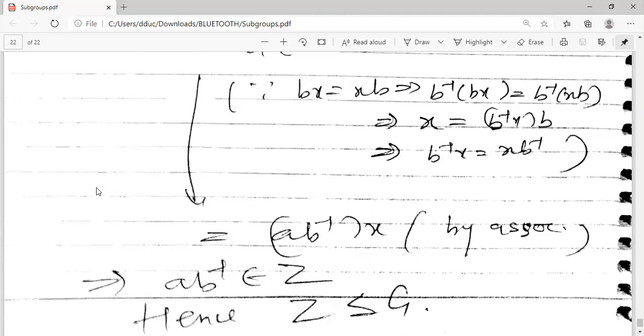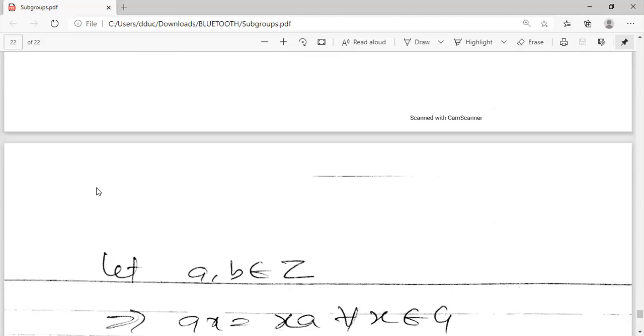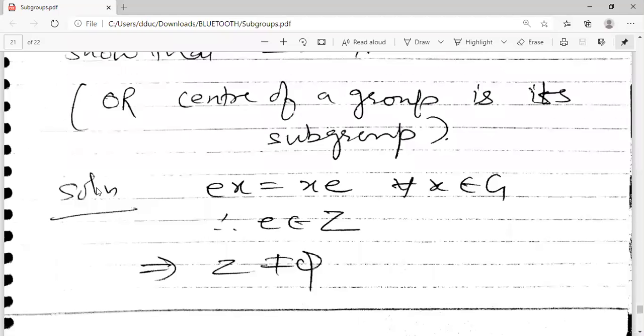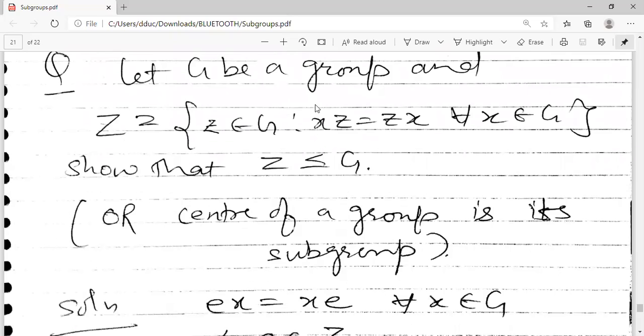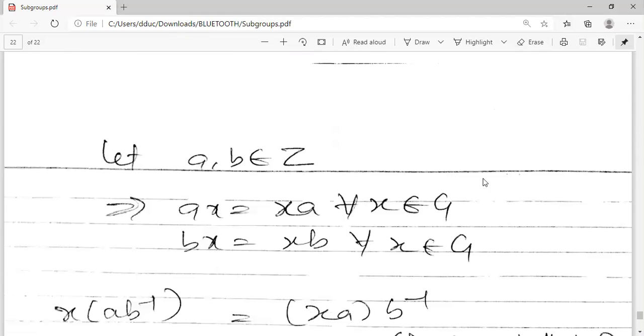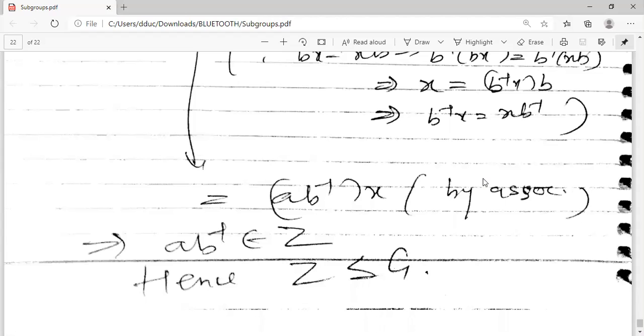And what does that mean? That means, by the definition of this subset, all those Z belonging to G such that XZ is equal to ZX, we have proved that AB inverse satisfies this property. X into AB inverse is equal to AB inverse into X. That means AB inverse is present in that subset. So AB inverse belongs to Z. And from the one step subgroup test, Z is a subgroup of G.